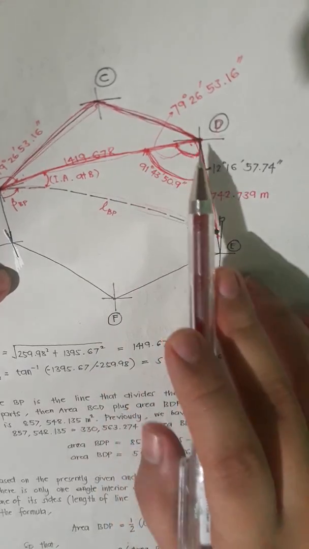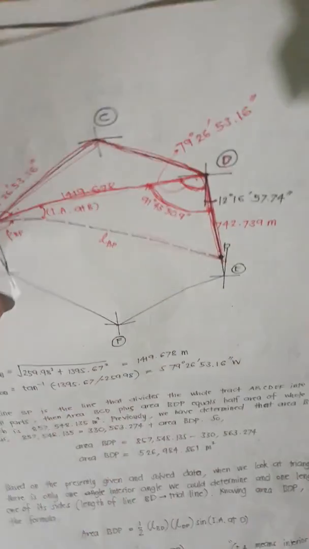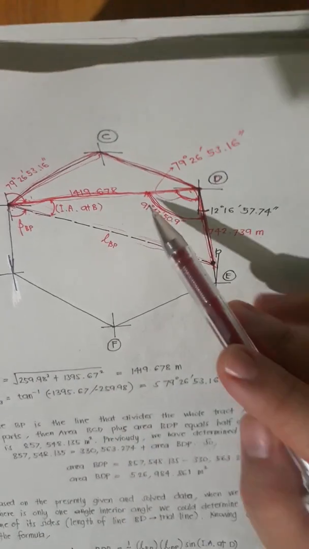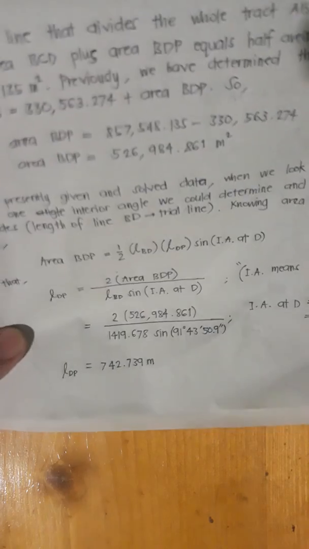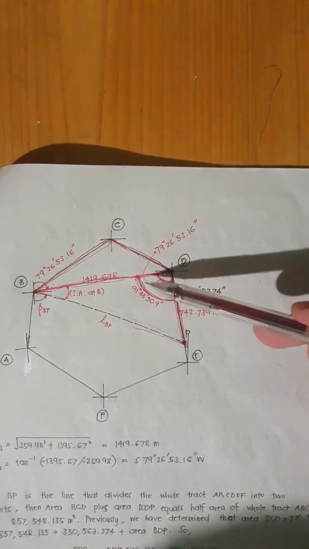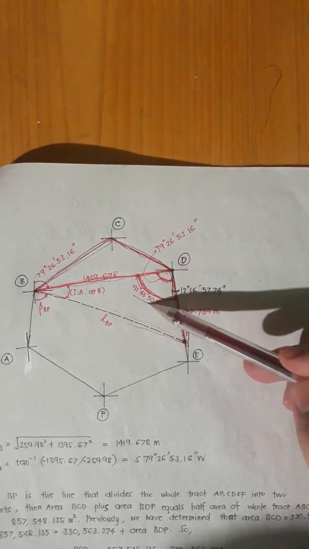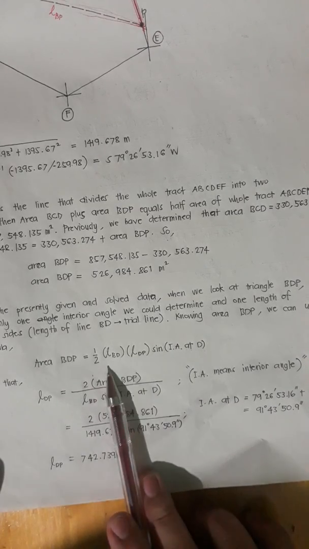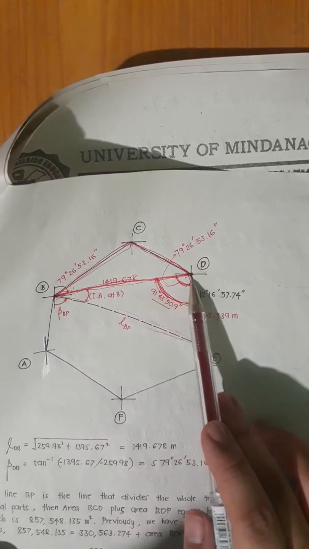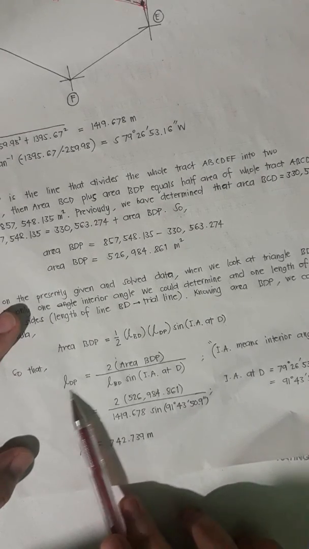Therefore, if we have the area of the triangle BDP, and we have a given side, and we also have a given angle, then we could actually use this formula for the area of BDP. Where 1/2 of line BD and line DP product times the sine of their included angle, which is determined to be this value. So you have this formula, their angle at D. So 1/2 length of BD times length of DP, then the sine of their included angle. So therefore we could get line DP here.